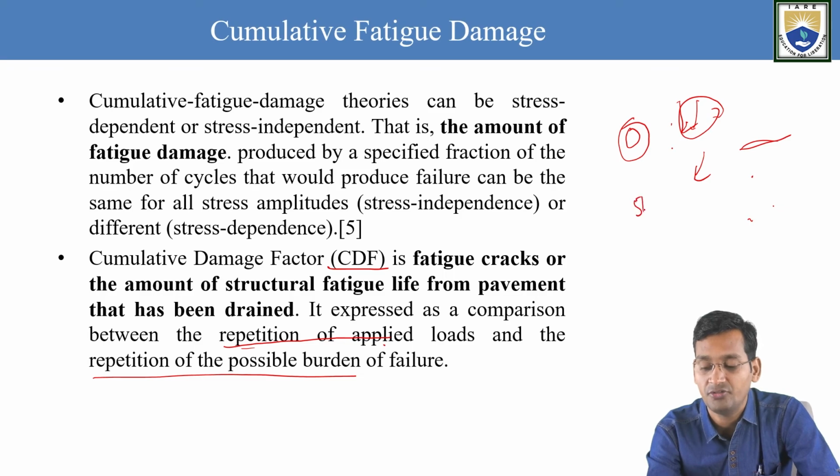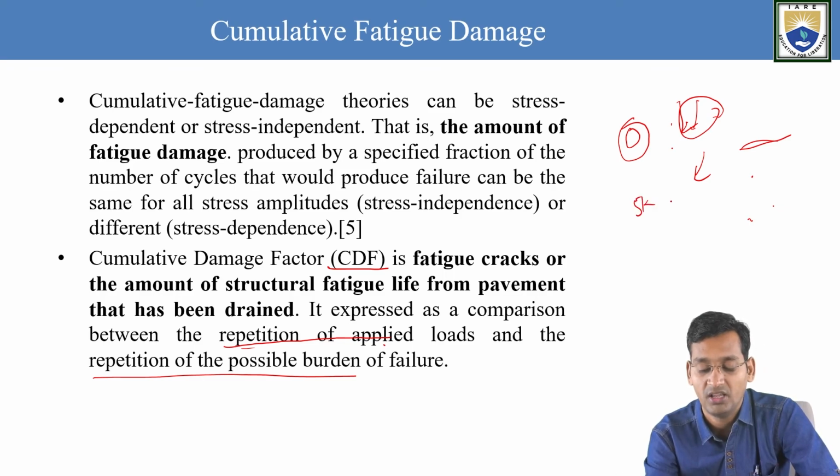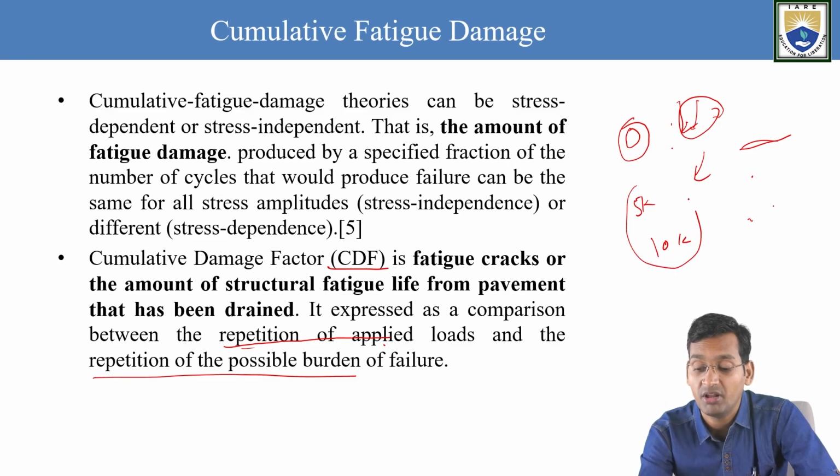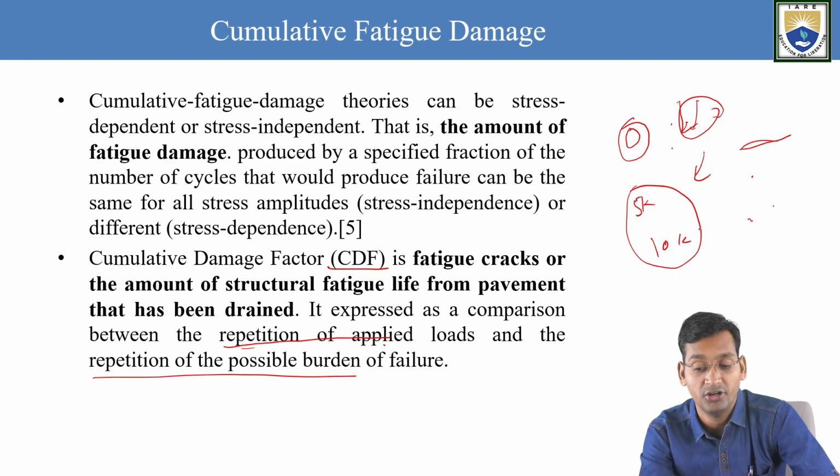Suppose once you applied a 5 kilonewton load, and after some time you applied a 10 kilonewton load. Now overall how much is applied? 15. That is the cumulative load. Because of this, how much chance of failure is there? That means how much burden has not yet been experienced. The ratio of those two is the cumulative damage factor.